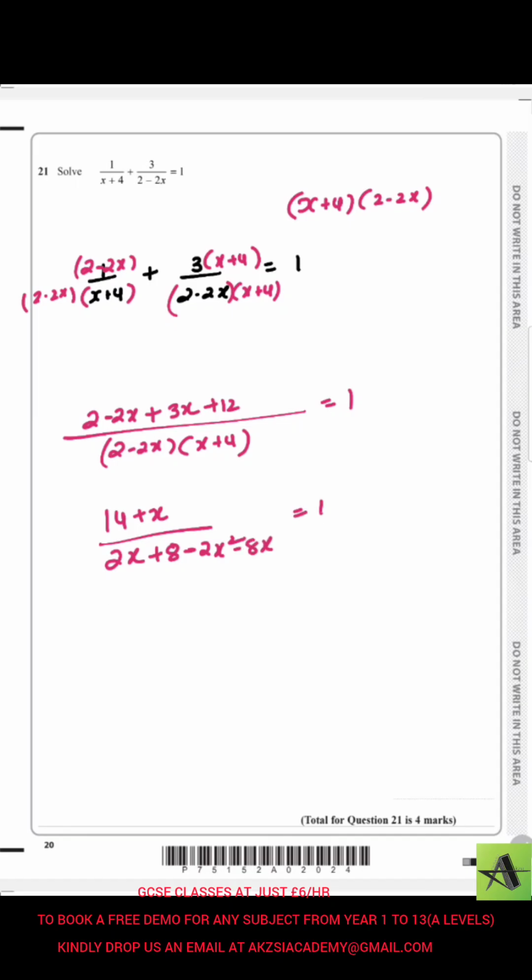can be simplified as 14 plus x over 2x minus 8x is minus 6x. So minus 2x squared plus 8 minus 6x equals 1. Then I'll cross multiply. So this whole will go there. So on cross multiplying, 14 plus x, up there it will be minus 2x squared plus 8 minus 6x.